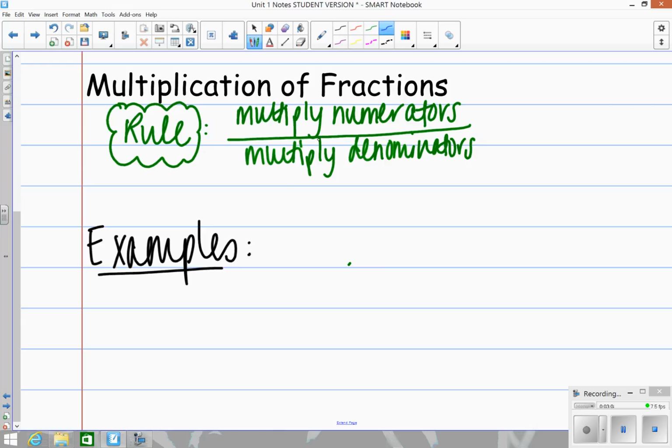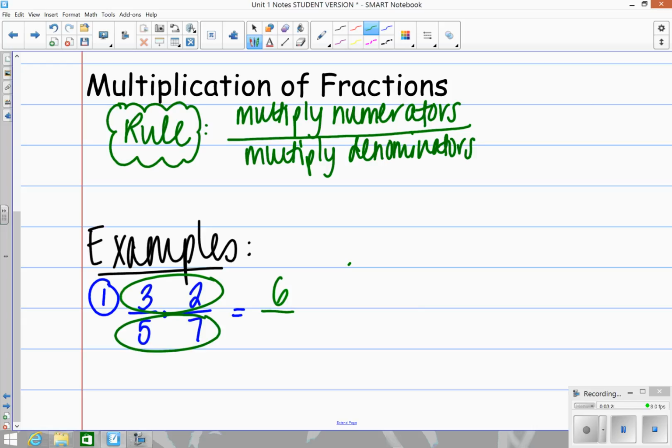For the first one here, we're going to have 3/5 times 2/7. When we multiply these, we multiply across the top. So 3 times 2 is going to give me 6. Multiply across the bottom, we get 35. And in this case, we can't simplify, so we're just going to leave it as is.